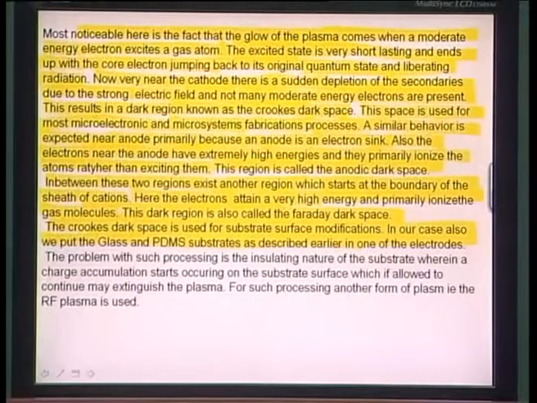So the Crookes dark space really is the space which is used for most of these fabrication processes, for example glass PDMS bonding is carried out using this particular Crookes dark space in the plasma. Okay. And it is used for substrate surface modification. In our case also, particularly because we are studying glass PDMS or PDMS clean bonding protocols, we utilize this Crookes dark space for most of our bonding strategies or techniques.